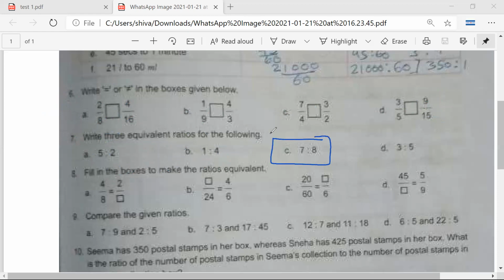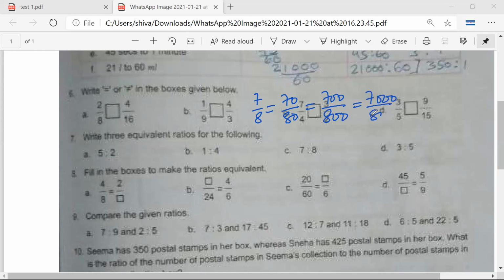Okay. So Satya, what is the equivalent ratio for 7:8? 14:16, 21:24, and 28:32. So 7 to 14, 8 to 16, and 28 to 56 and 32 to 64. The simplest way to write the equivalent ratios is: 7 by 8 is equal to 70 by 80 is equal to 700 by 800 is equal to 7,000 by 8,000. This is the simplest way.